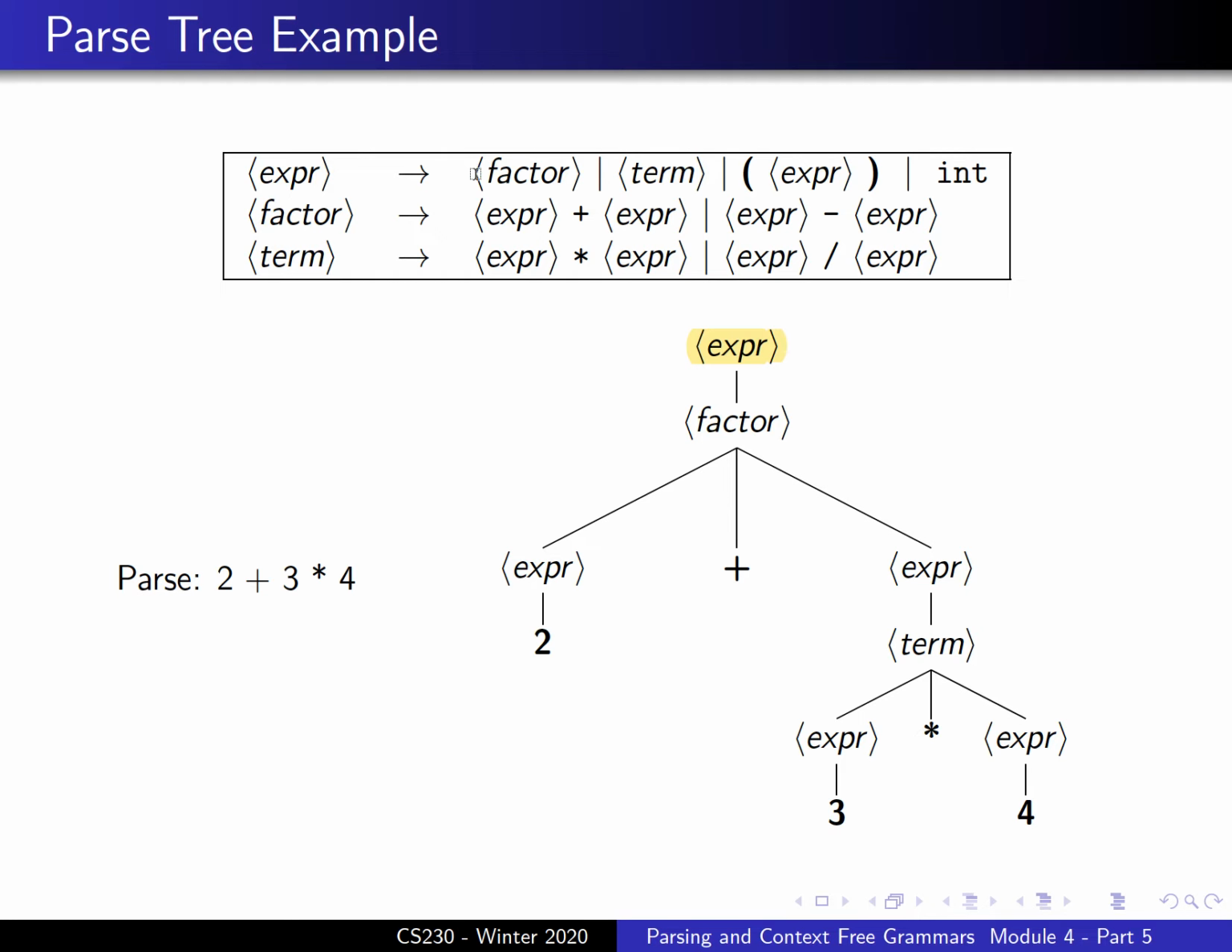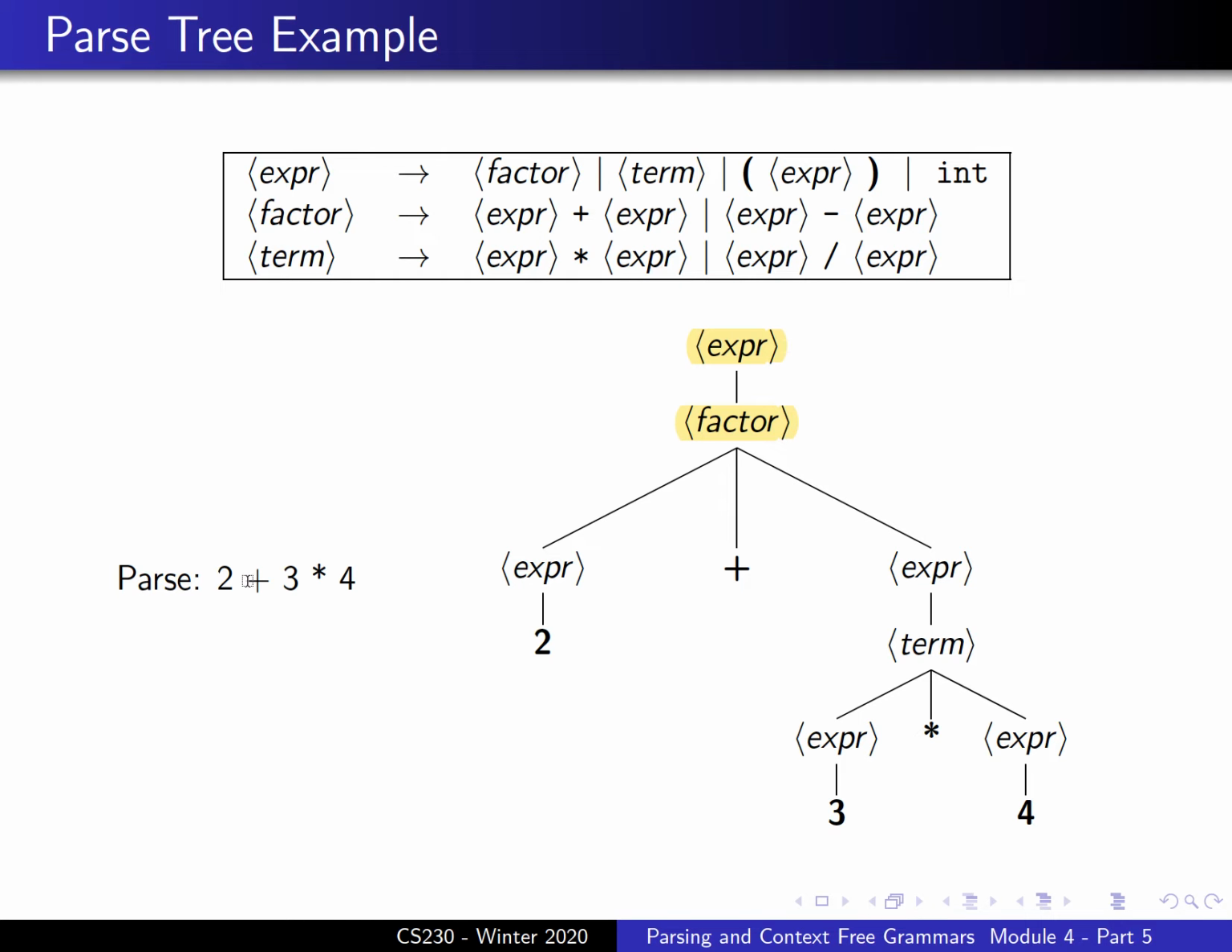So here we have some choices for how we expand expression. It could be a factor or a term or a bracketed expression or an integer. We're going to recognize we don't have any brackets in here, so again we're going to be a little smart about this. So let's try factor as our first rule, just because it happens to be the first one in the list. And a factor can be expanded as being an expression plus another expression or an expression minus an expression. Well, our expression doesn't have any minus operators in it, but it does have a plus operator.